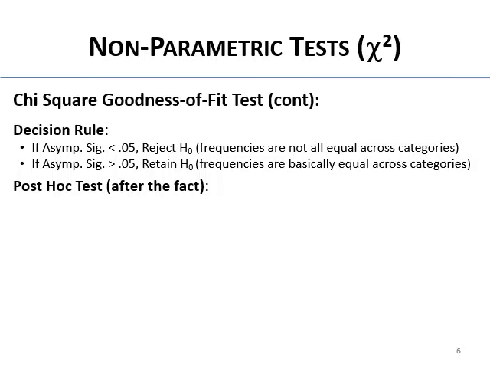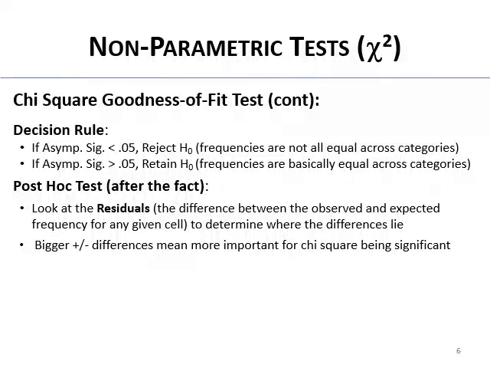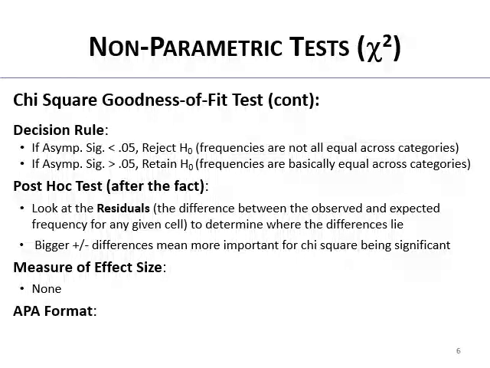Okay. So if your asymptotic sig is less than 0.05, you reject the null. You've got to figure out, all right, which categories are different, the weird ones. You're going to look at the residuals. The residuals are the difference between the observed and expected frequency for a given cell, and that expected is what you'd expect if the null hypothesis were true. This helps you determine where the differences lie, like what are the weird cells, is the easiest way to say that. So bigger positive or negative differences mean that that cell is more important for the chi-square being significant. The measure of effect size, there isn't one.